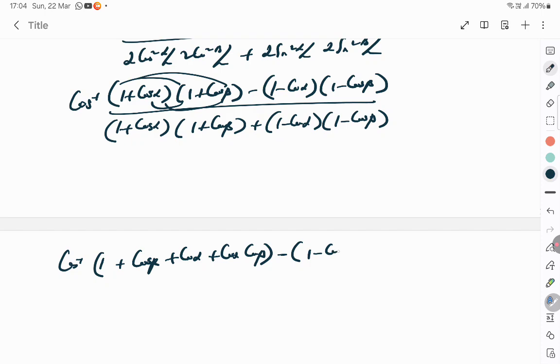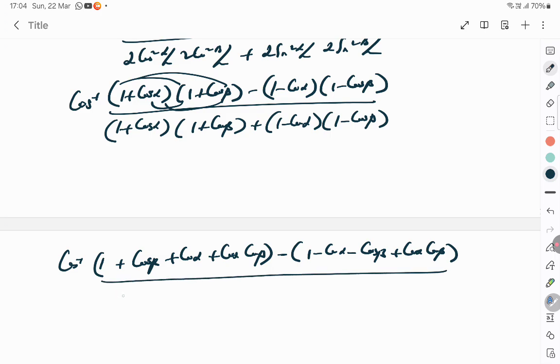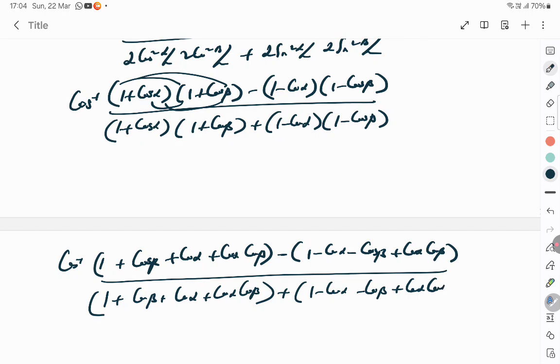It's 1 minus cos alpha minus cos beta plus cos alpha cos beta. Similarly, the denominator is going to be the same as this, right? Just copy the same thing: 1 plus cos beta plus cos alpha cos beta plus, and same thing, 1 minus cos alpha minus cos beta plus cos alpha cos beta.